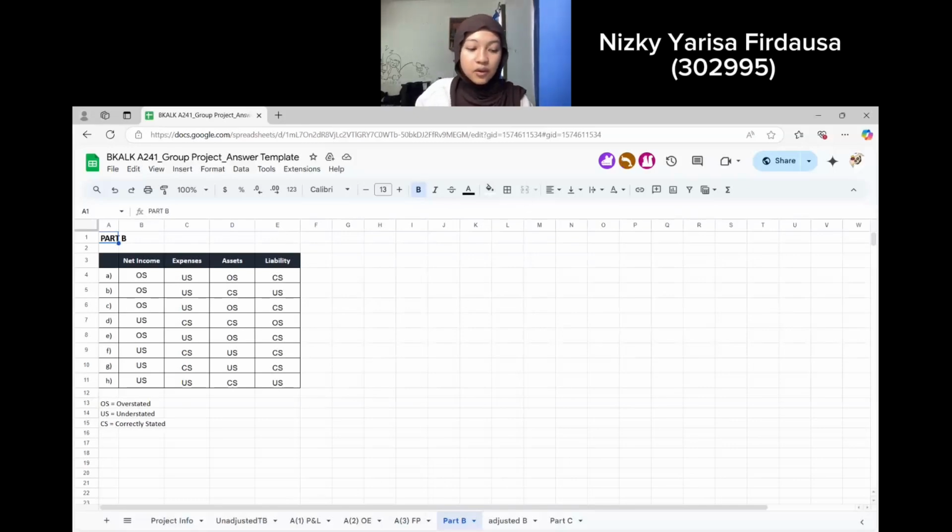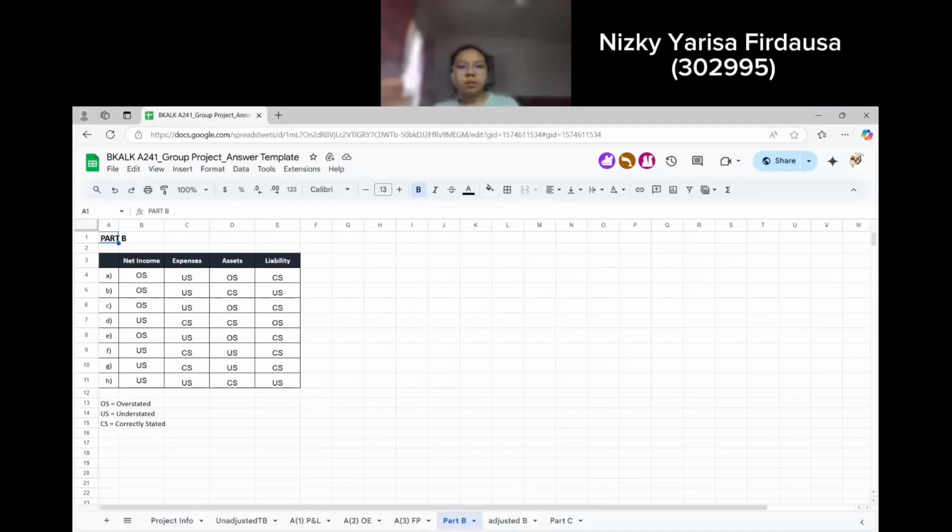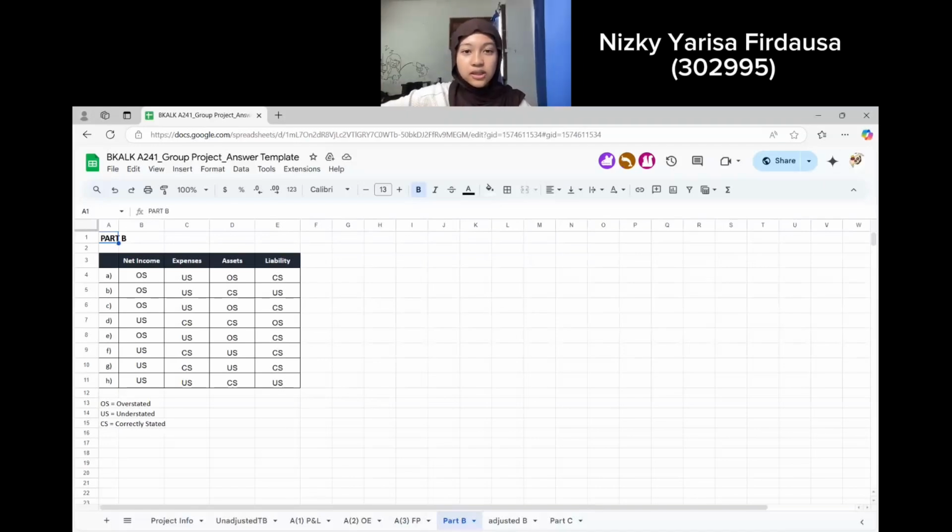And for the last is for interest income. The first data is not right, unrecorded about this, but in the adjustment it is right, 50,800. So it means that net income is understated by 50,800. Do you guys understand? Yes, understand. Okay, we will continue for the last part.